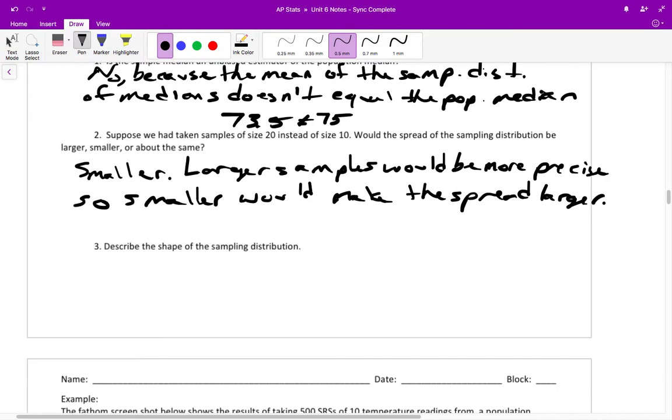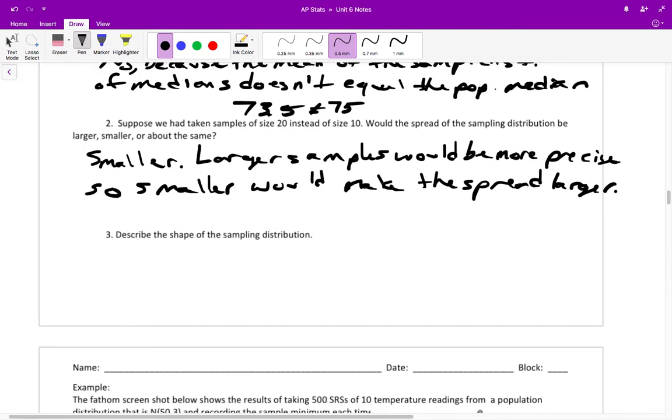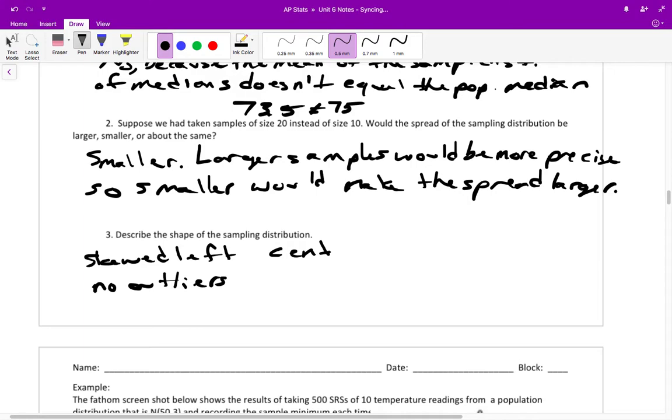All right, so in 3, what we're going to do is describe the shape of the sampling distribution, and it is pretty clearly skewed left. As far as the S of SOCS, very clearly skewed left. There aren't any apparent outliers. It told us that the center had a mean of 73.5, so it is centered at 73.5, and the spread ranges from 50 up to 85, so the spread is about 35.